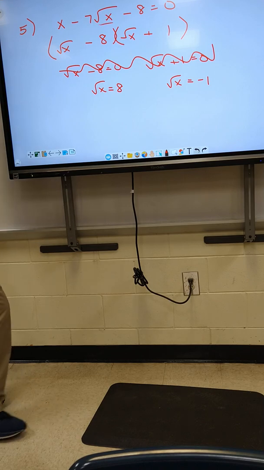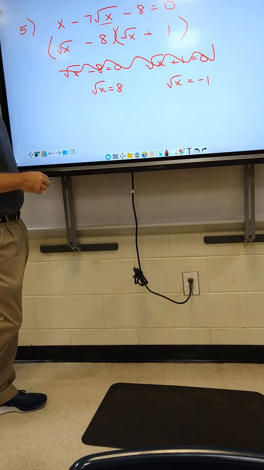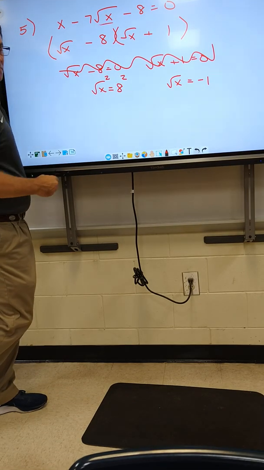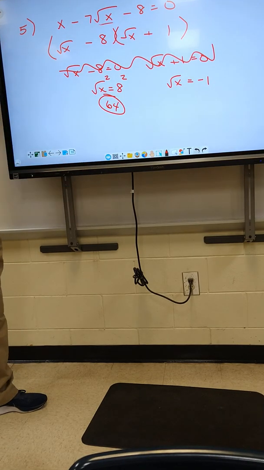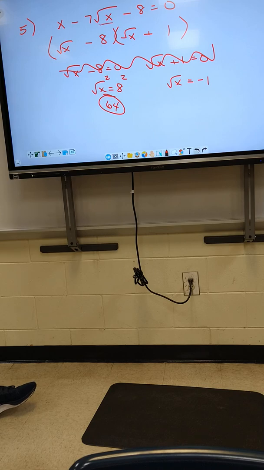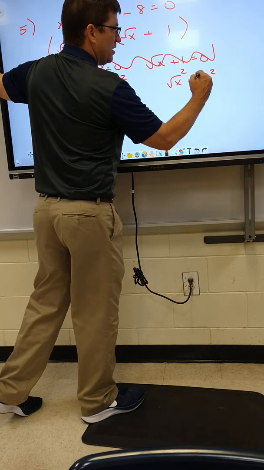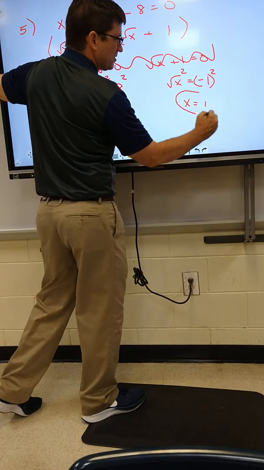All right, so now, last step. What do we have to do to each side if I want to get rid of this square root sign? Y'all remember? You square both sides. So this answer, 8 squared, is 64. All right, what do you do on the other side? Same thing. You square both sides. -1 squared, if you put it in your calculator in parentheses, is going to give you +1.